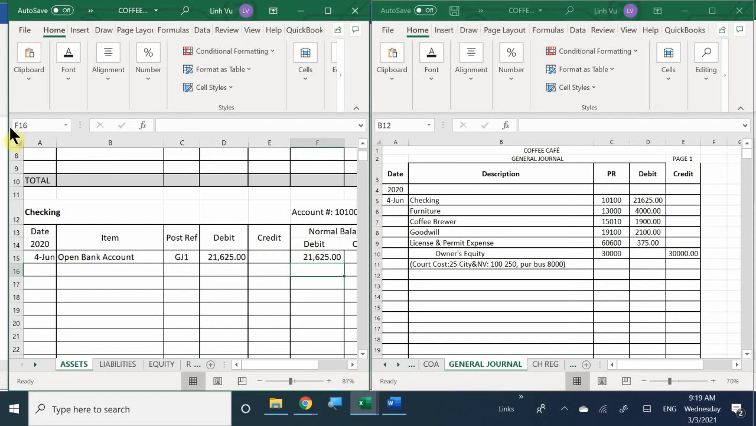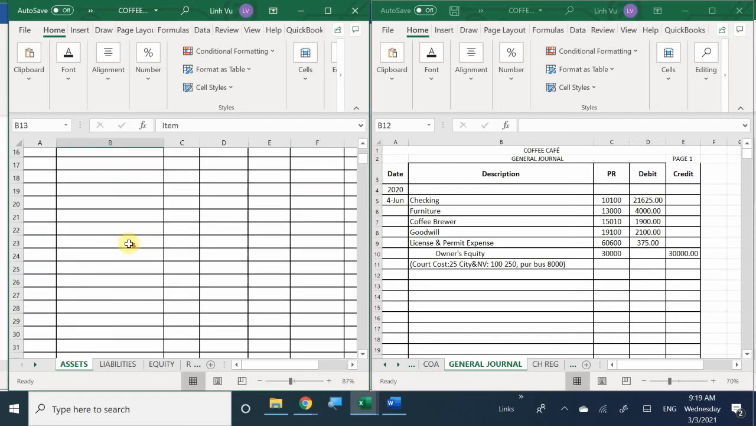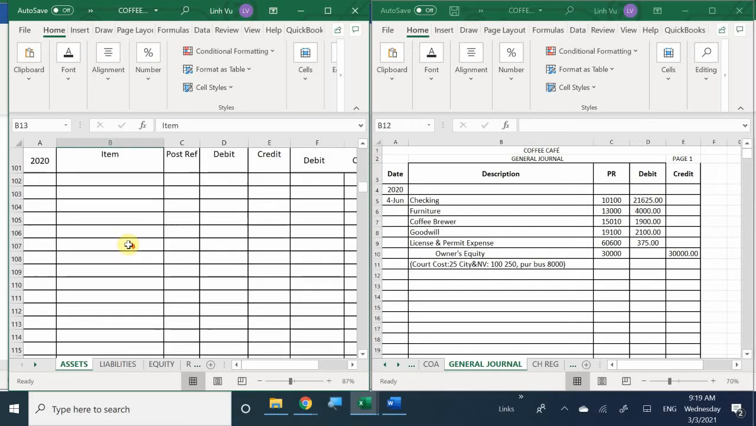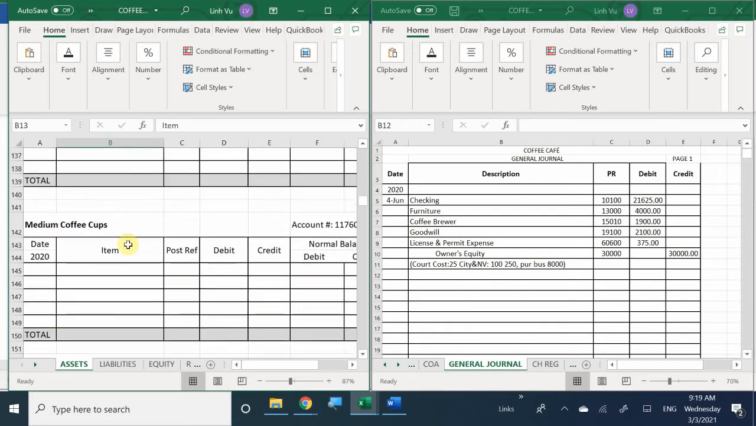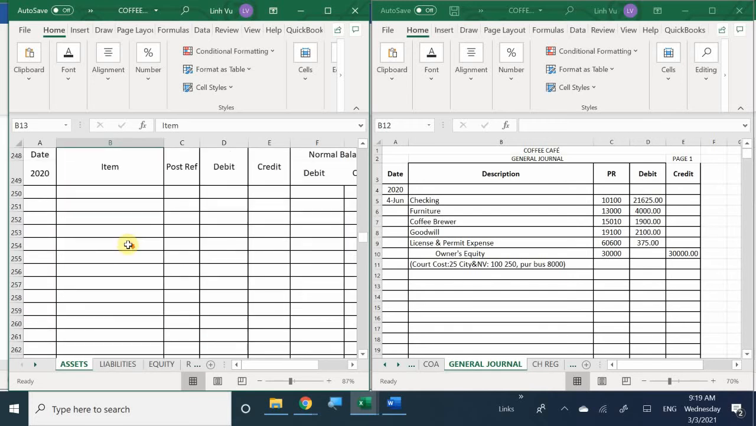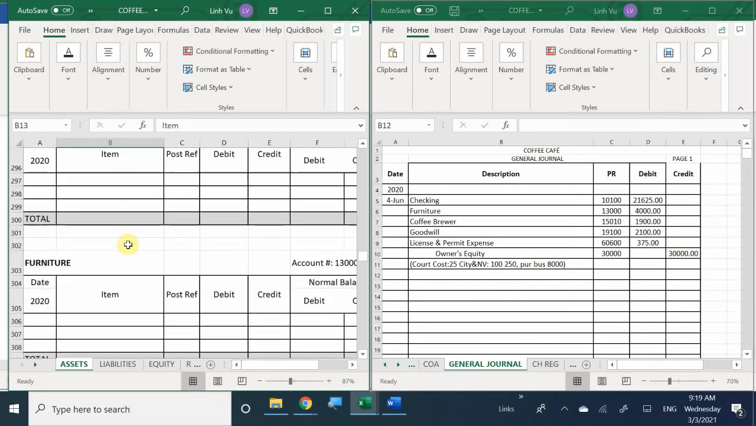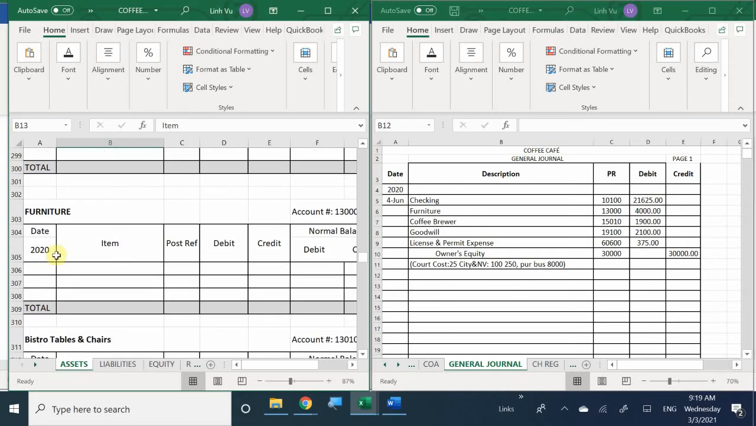So the next one is furniture. I'm going to locate my furniture. Again, you can use the account numbers if it helps you. I like to scroll. So here I am, furniture. Same thing. What is the date? The date is as of the 4th. Okay. And I'm going to go ahead and write that I purchased furniture. Pretty straightforward because you're entering it into the furniture, but I'm going to be specific and say I purchased furniture.